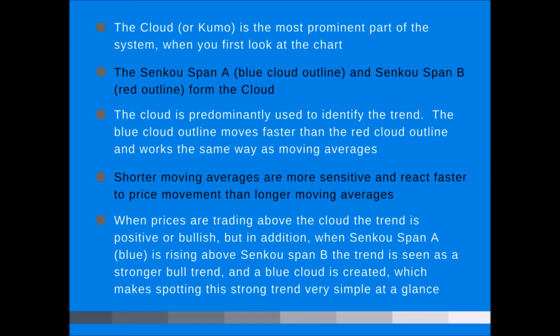When prices are trading above the cloud, the trend is positive or bullish. But in addition, when the Senkou Span A, the blue, is rising above the Senkou Span B, the trend is seen as a stronger bull trend, and a blue cloud is created, which obviously makes spotting this strong trend very simple just at a glance.